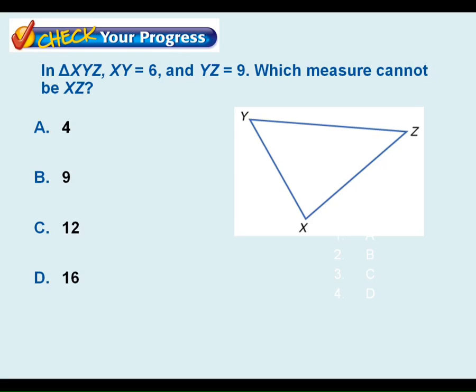How about this one? Without labeling it, it would be, of course, D. Right? 6 plus 9 is 15. Added together, 15 is greater than 4, 9, and 12. Cannot be 16.